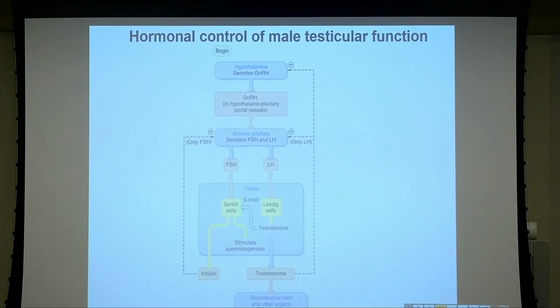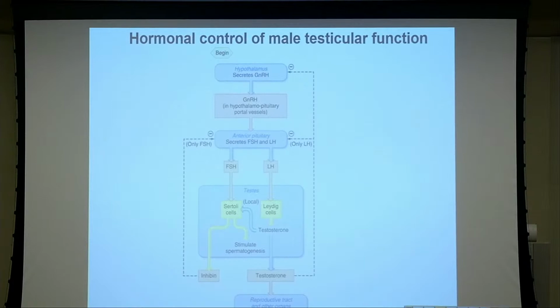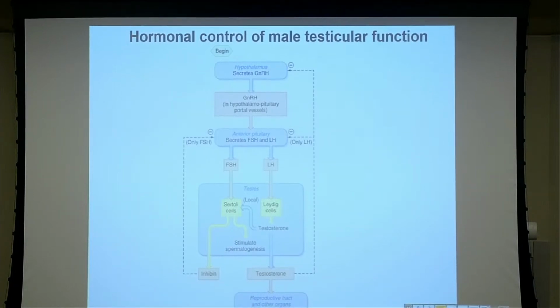to release two types of hormones here. One is FSH, follicle stimulating hormone, and the other is LH, luteinizing hormone. These hormones are present in the female reproductive tract too. Okay, in the female reproductive tract.